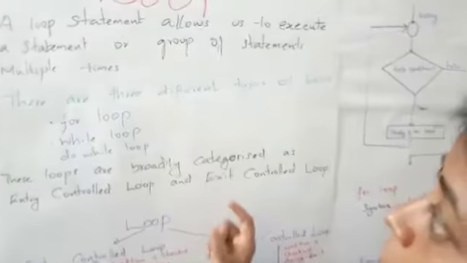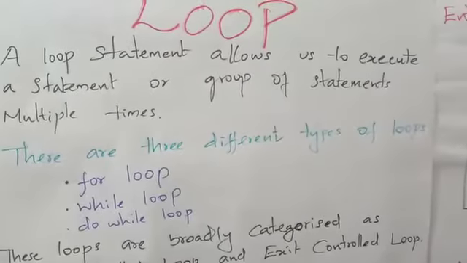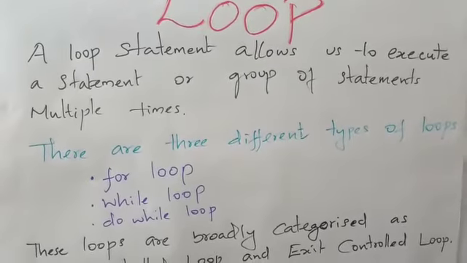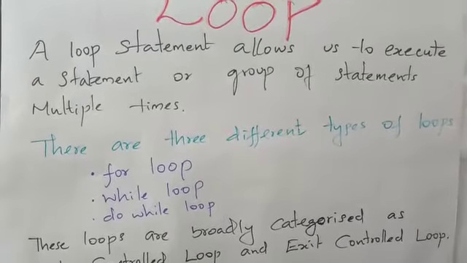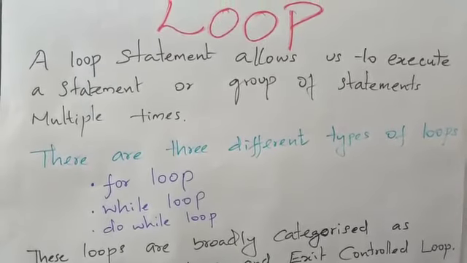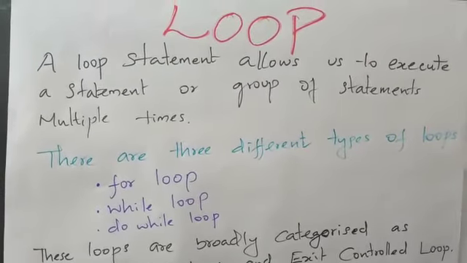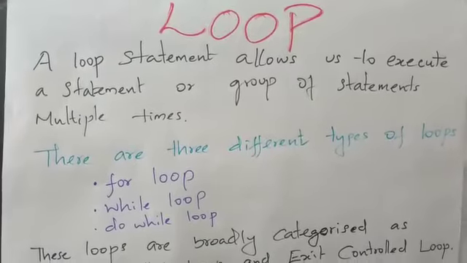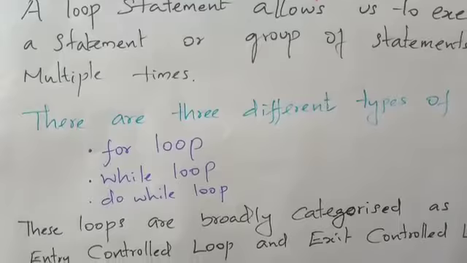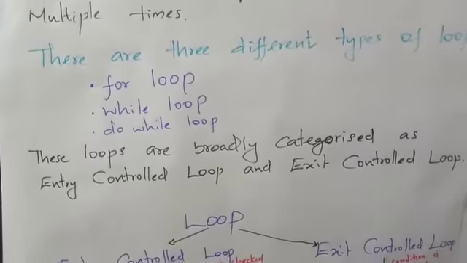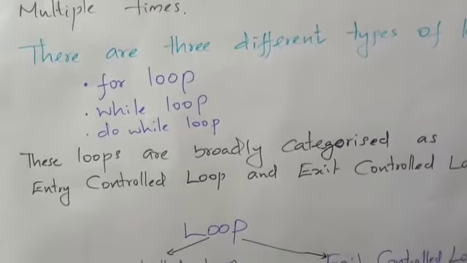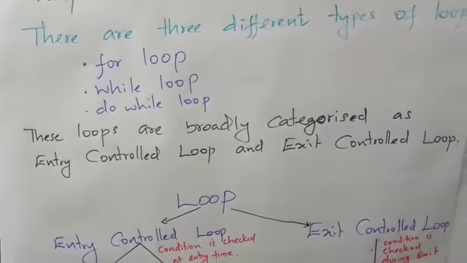Here, see, a loop statement allows us to execute a statement or a group of statements how many times? Multiple times. That we call a loop. Loops are of three types: for loop, while loop and do while loop, and we will study all these loops step by step. These loops are broadly categorized into two: entry control loop and exit control loop.